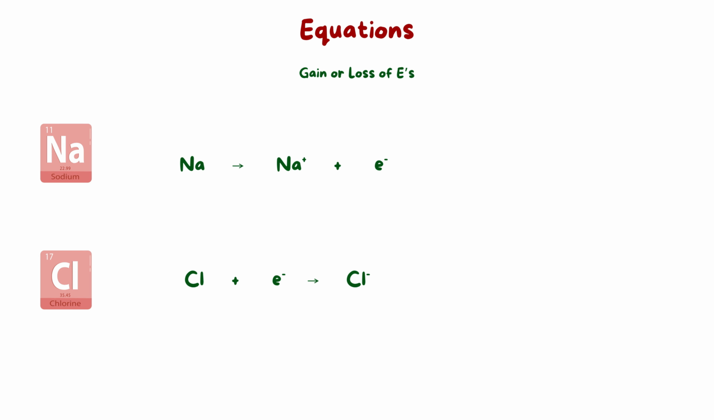For instance, when a sodium atom loses 1 electron to become a sodium ion, we write it as sodium atom forms sodium 1+ ion plus 1 electron. This shows that the electron has been lost and is now separate. Conversely, when an atom like chlorine gains an electron to become a chloride ion, we show it as chlorine atom plus 1 electron gives chloride 1- ion. This indicates that the electron has been added to the atom.